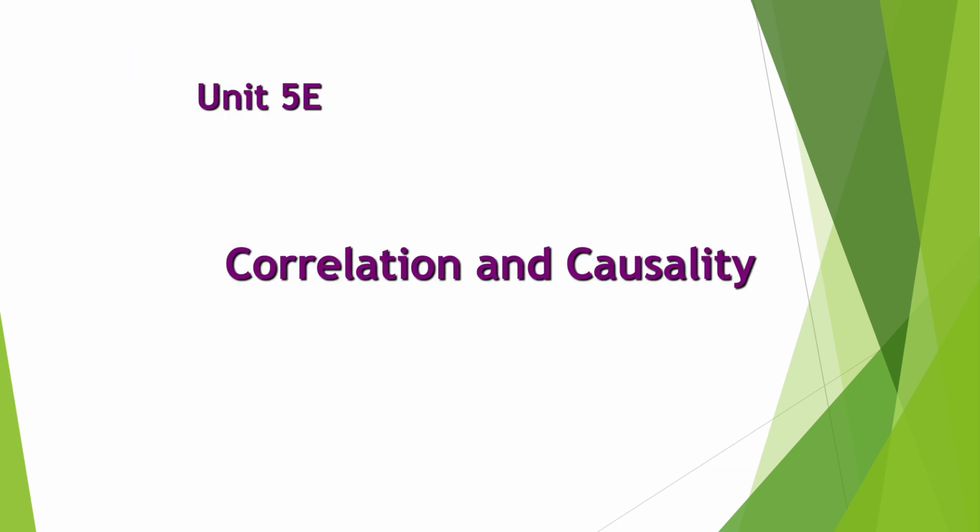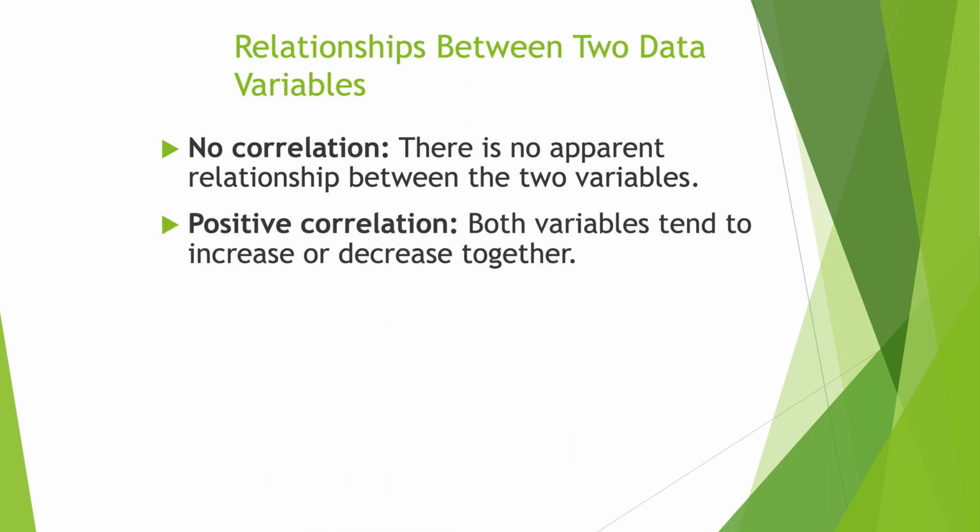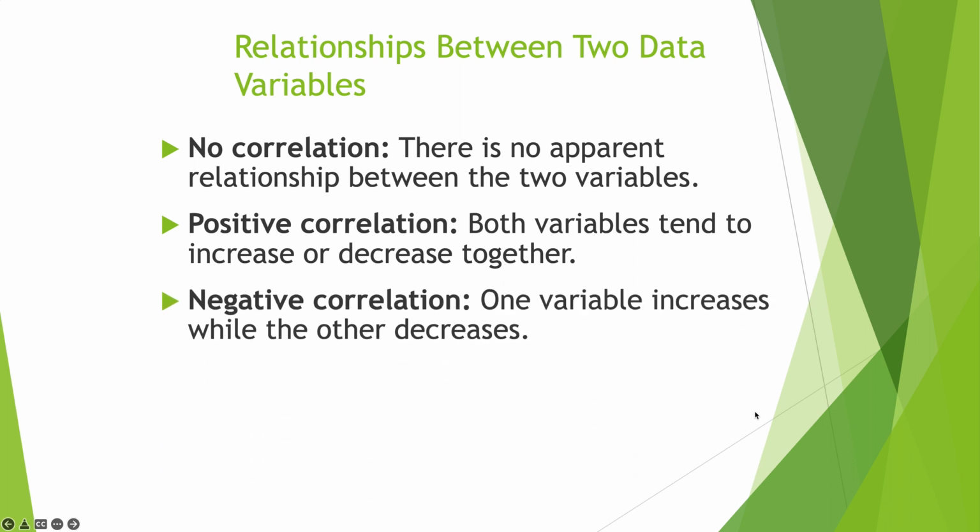All right, correlation and causality, the last thing we need to discuss here for the day. No correlation means there's no apparent relationship between the two variables, okay? Positive correlation means as one goes up, the other tends to go up. For example, generally speaking, the more money you have, the more your home would cost. No correlation might be the more money you have and your favorite kind of cookie, right? They have nothing to do with each other. A negative correlation says as one variable increases, the other decreases. That might be something like the more you smoke, the fewer years you live.